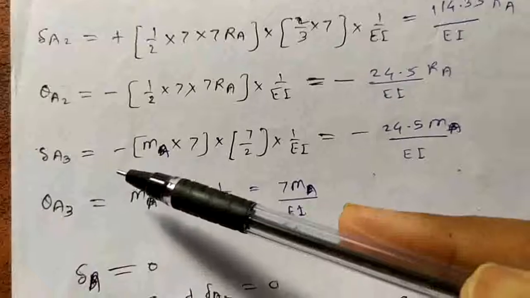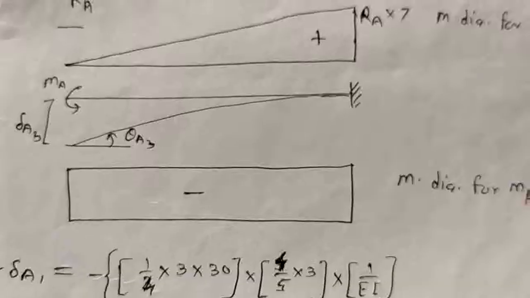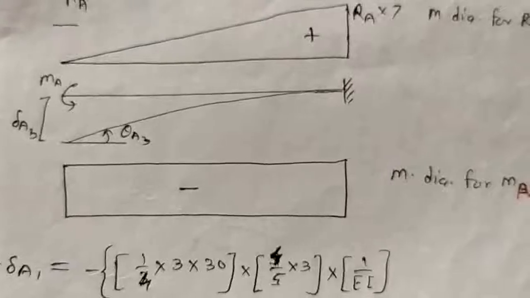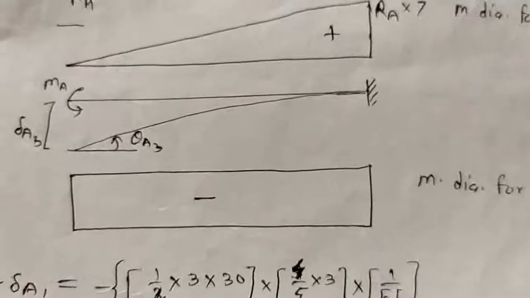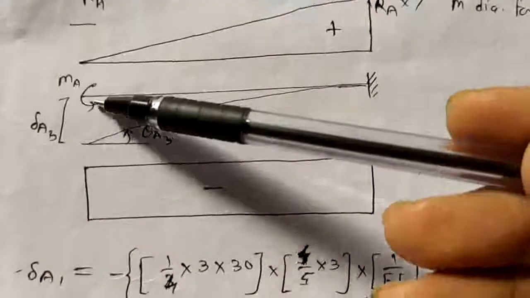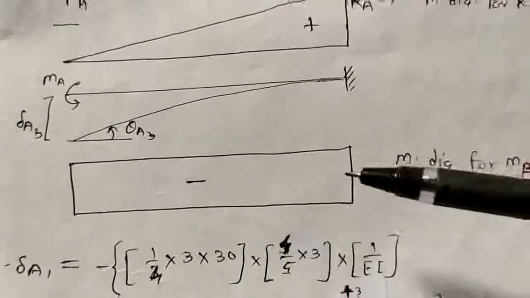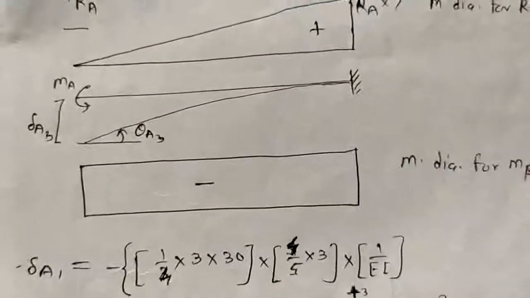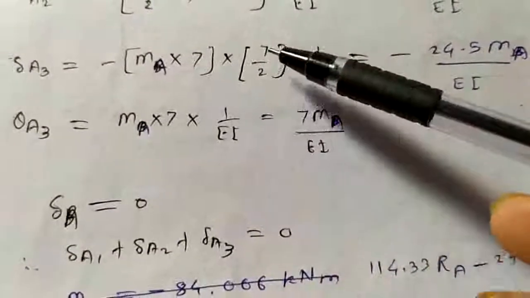Next, delta A3. For delta A3, just consider the Bendonian diagram because of the application of ME. The Bendonian diagram is nothing but a rectangle, because the moment is applied to a cantilever beam. So we are getting this Bendonian diagram, that is a rectangle. Just consider the area of this rectangle, so area multiplied by distance multiplied by EI variation.